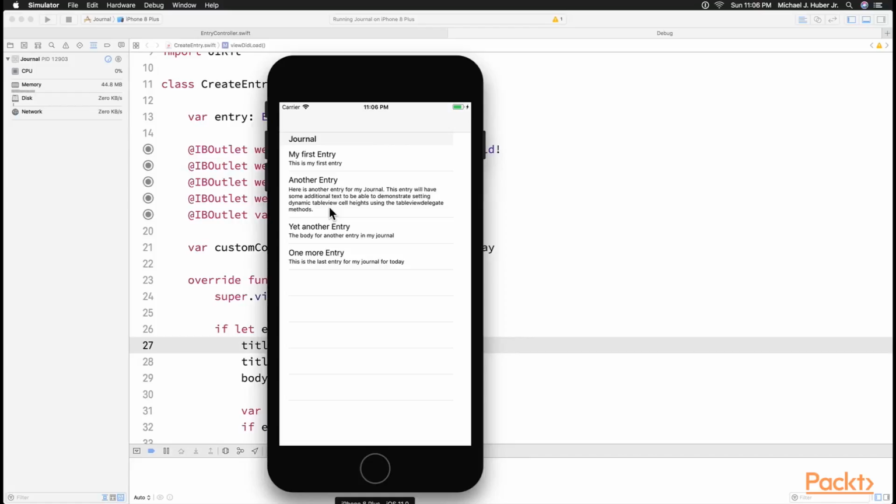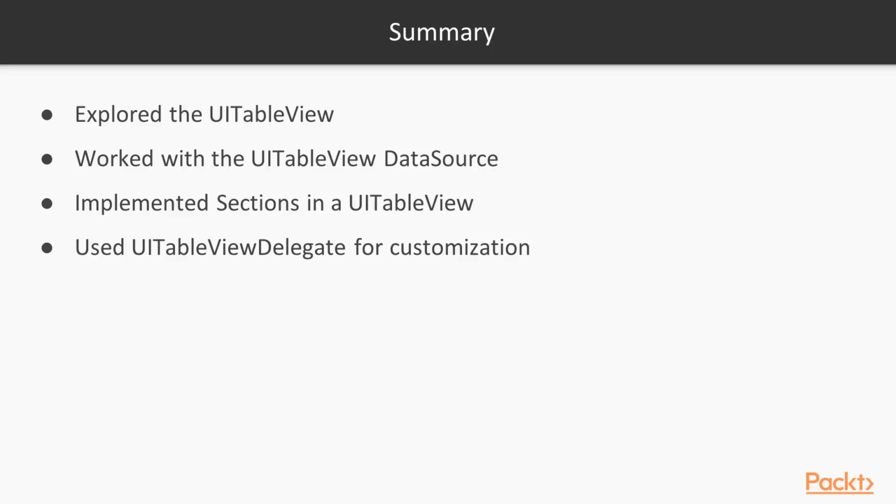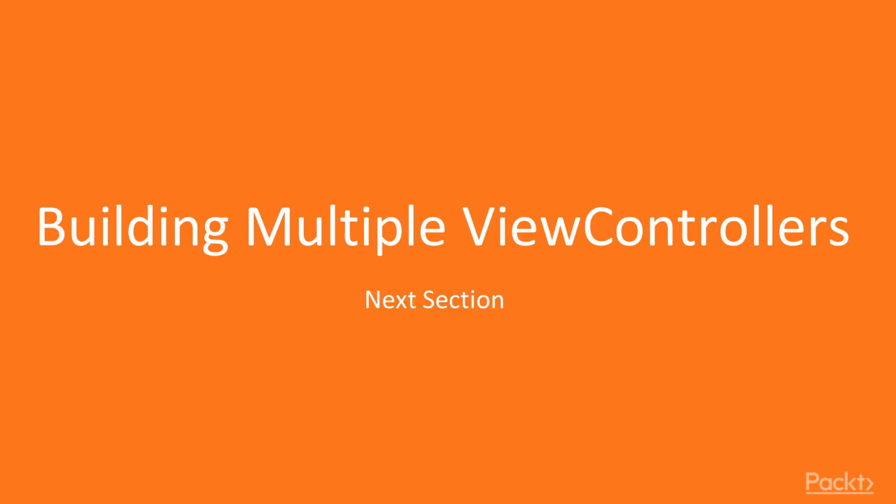a dynamic dimension. In this section we covered the UITableView, how to get data into our table view, how to display sections in our table view, and how to use the UITableView delegate to customize our table view based on dynamic content. In the next section, we will work on building multiple view controllers and how to interact with multiple view controllers. See you then.